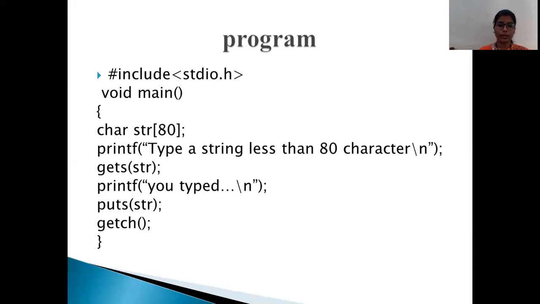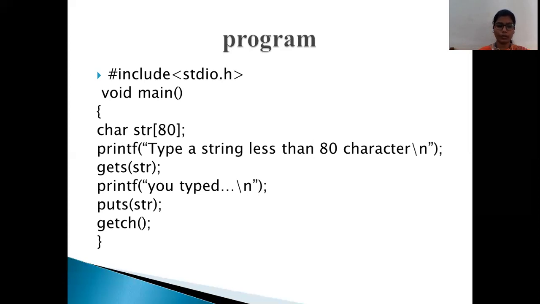The next point is printf: Type a string less than 80 characters. Here we enter characters which are fewer than 80, because we defined the size of the string as 80 characters. Next, the input function gets. Here we accept an input string from the user with the help of the gets function. Next, printf with \n to print on a new line. Then the puts function prints our string on our output device, our screen.